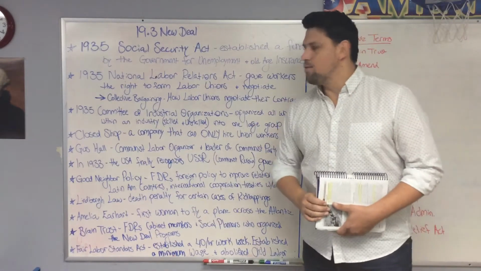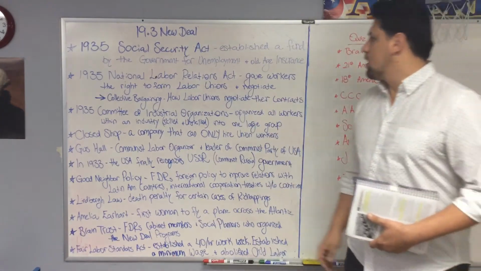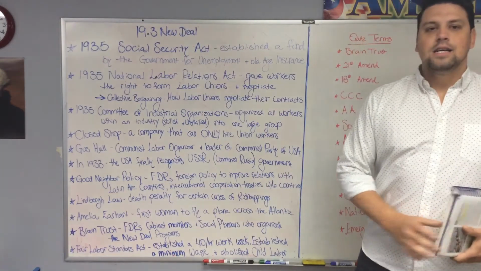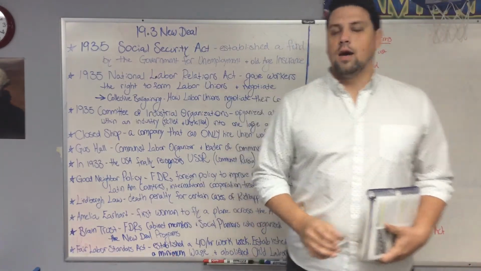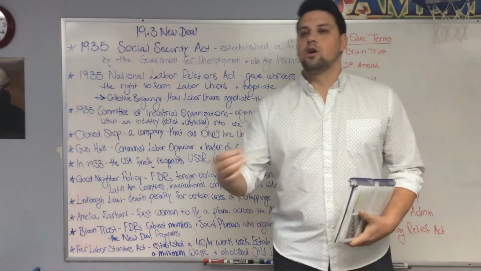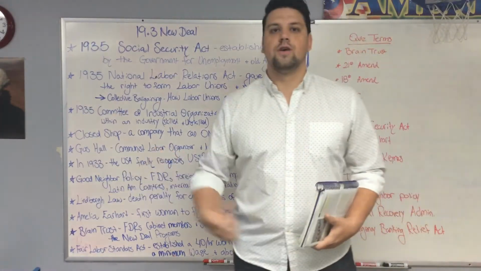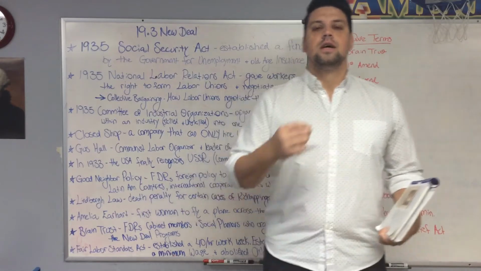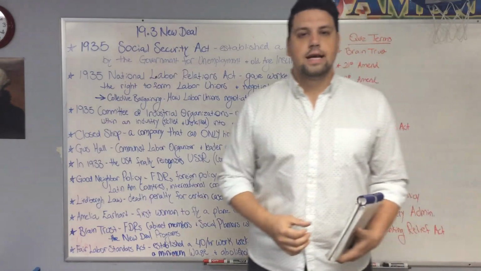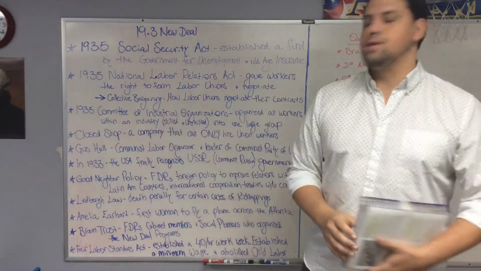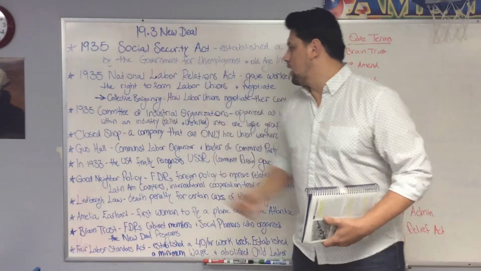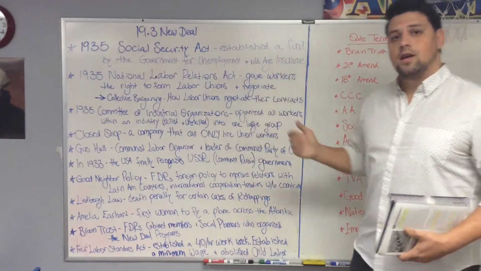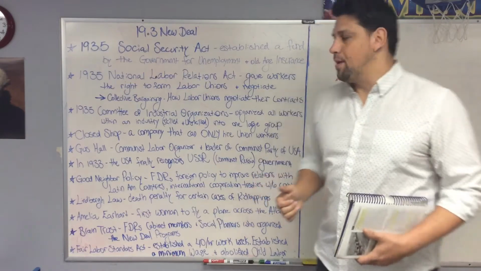In 1935, we have something called the National Labor Relations Act, which gave workers the right to actually form labor unions. Now, when labor unions form, they negotiate their contracts with the owners of the companies as a collective, as a group, rather than individuals signing their own individual contracts. They will negotiate as a group. This is known as collective bargaining. It's how labor unions negotiate their contracts with the company owners.